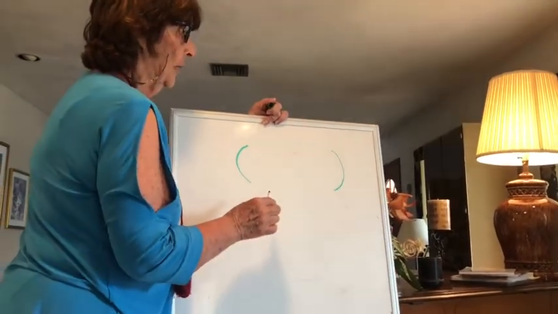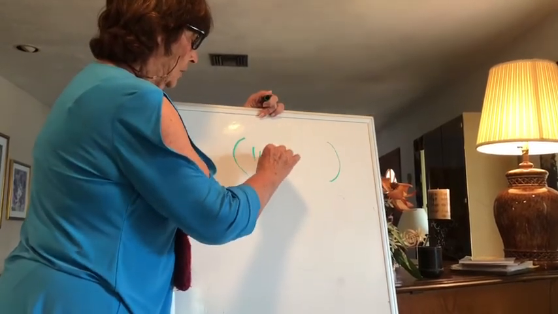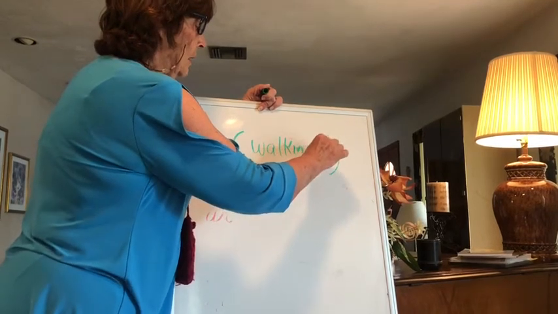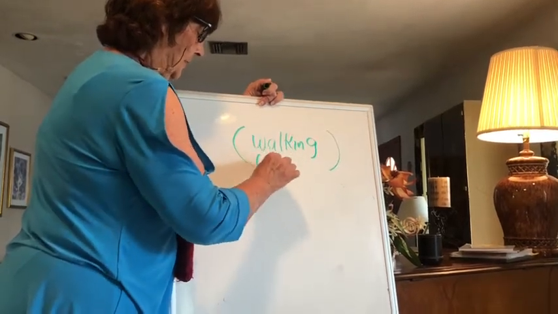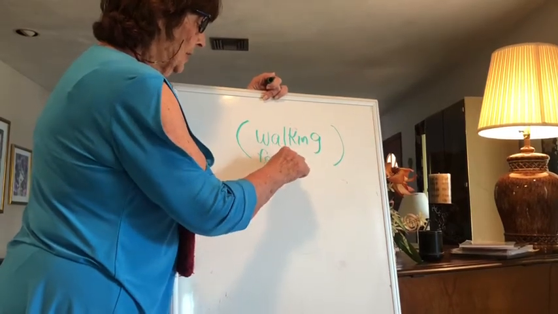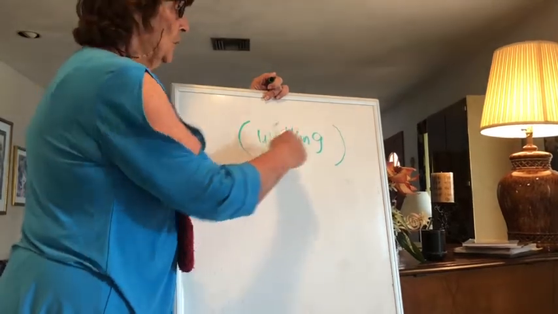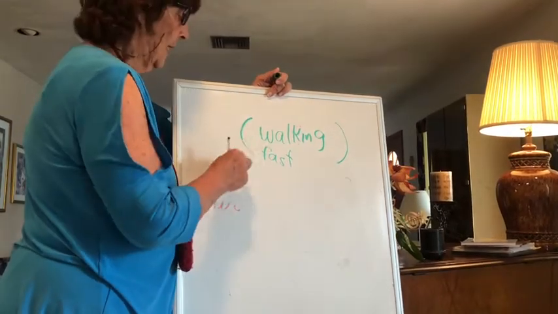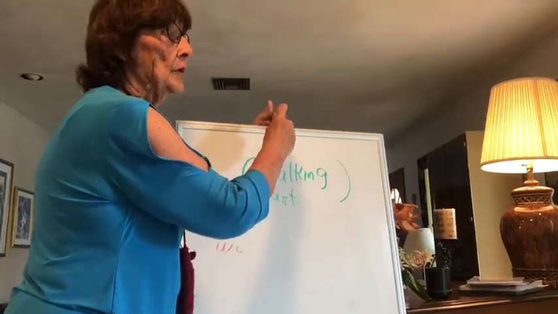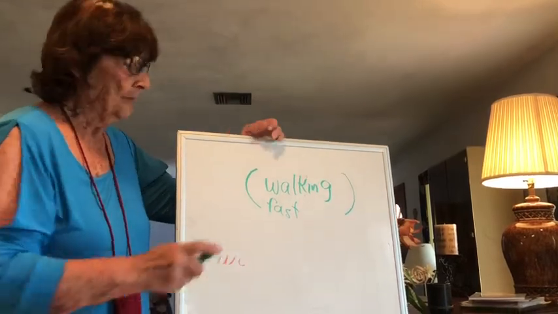Okay, and let's say if the parenthesis said walking fast. That means wherever this parenthesis is, it could be the gingerbread boy. He's walking fast or he's running away. This, in parentheses, is the action that he is supposed to be doing or the actor is supposed to be doing while saying his part.